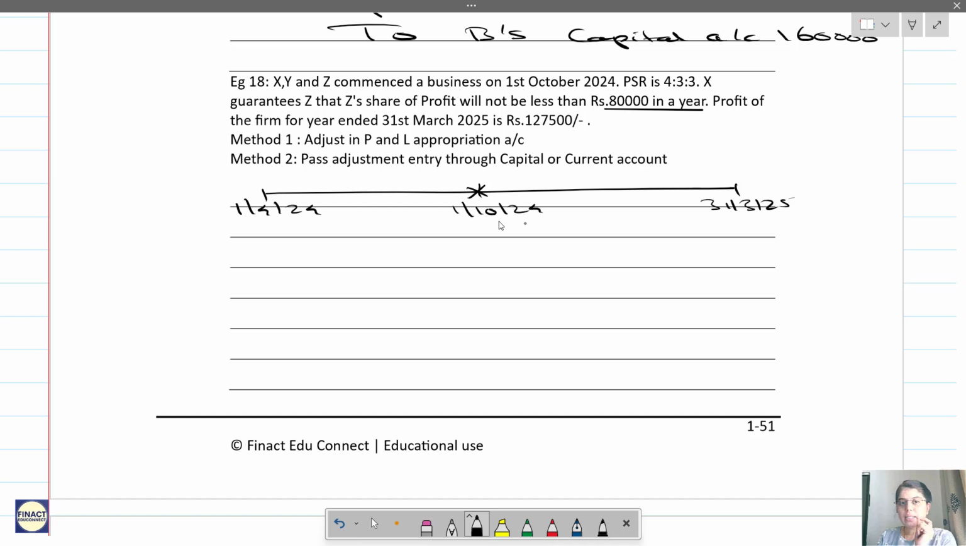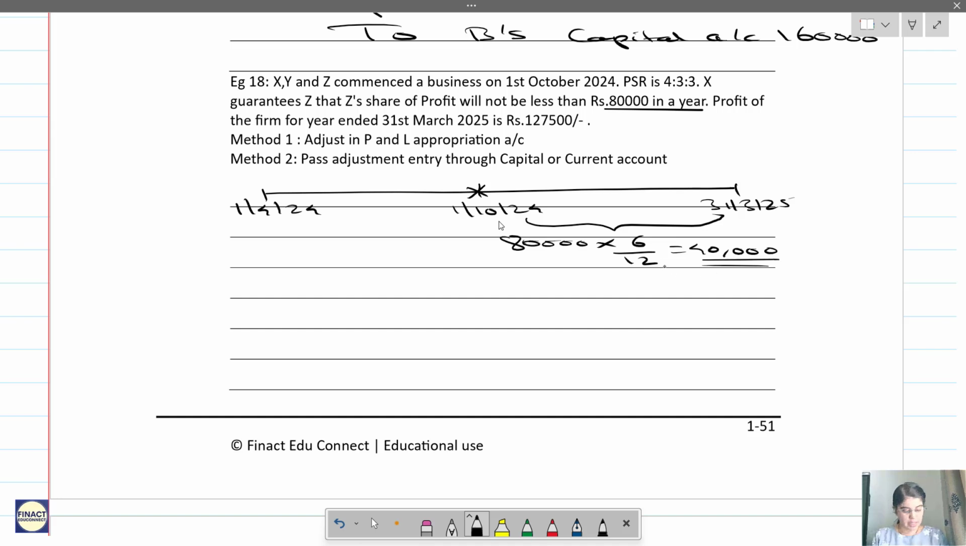So, Z's share of profit for 6 months should be how much? 80,000 into 6 by 12. So, that comes to 40,000. So, the guarantee given by X to Z is for the entire year. But when the business starts in the middle of the year, or there is a new partner who is admitted in the middle of the year and he is given the guarantee, then we have to take only the proportionate period for calculating the guarantee of that particular profit.